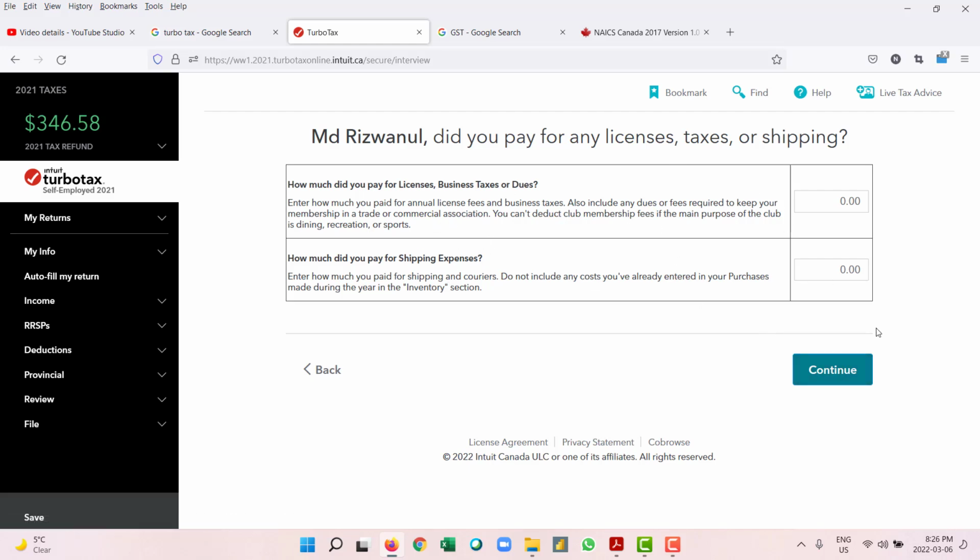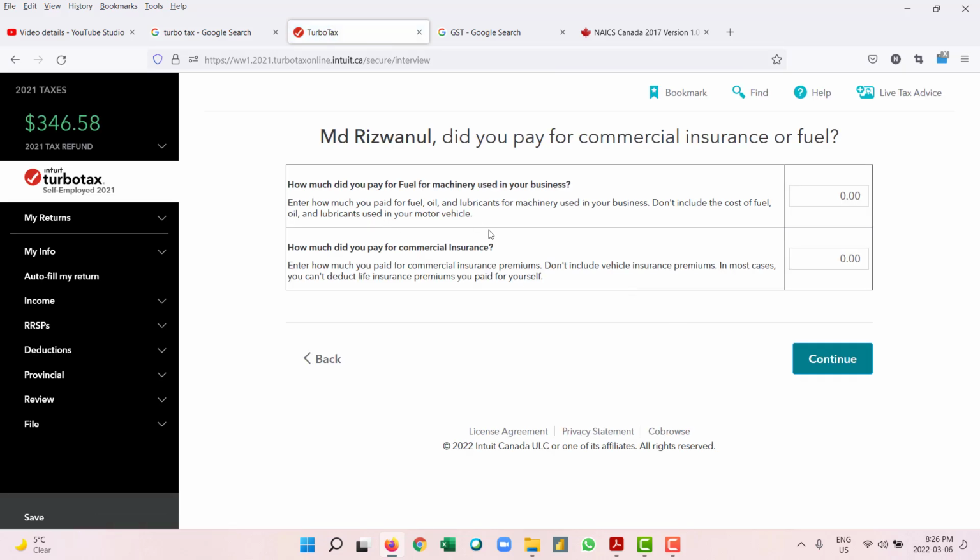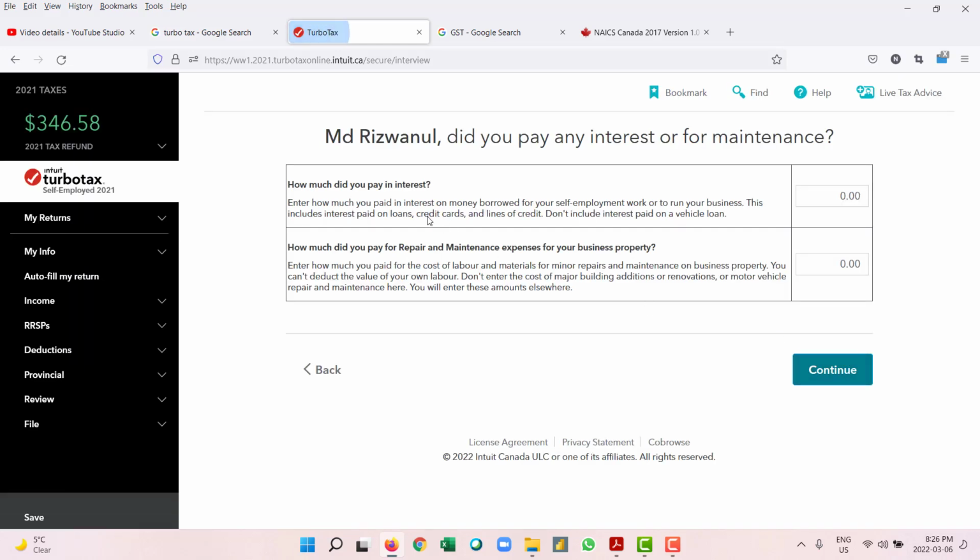This doesn't actually apply to me. Continue. How much did you pay for fuel, machinery, or commercial insurance? Commercial insurance, I did not have anything. Nothing. How much did you pay in interest? I paid nothing, zero.